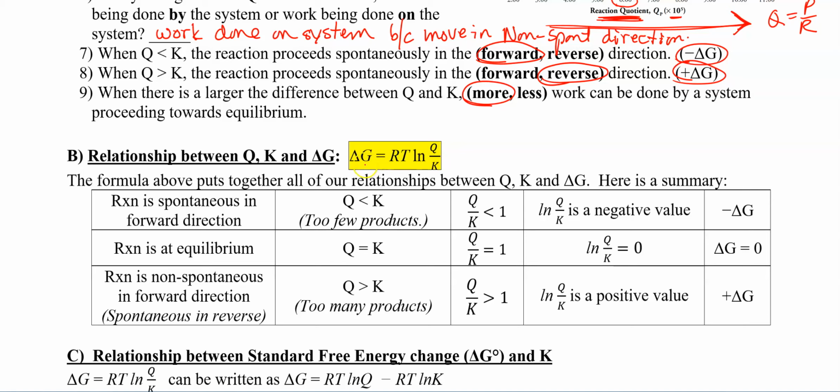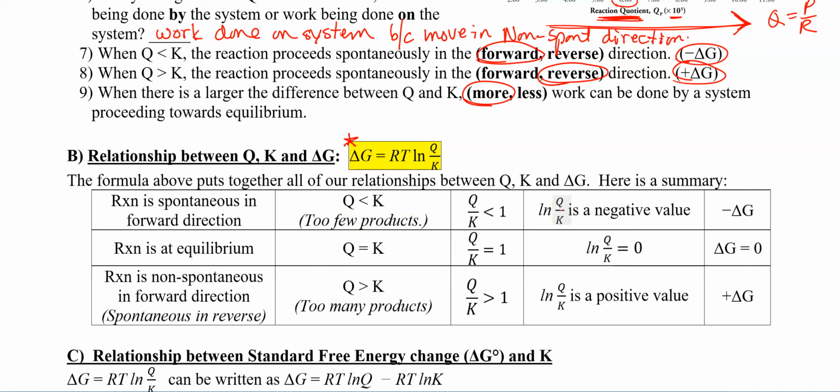So there's a relationship between Q, K, and delta G, and it really comes all together in this formula here. And it kind of puts together all the concepts that we really have already just come up with. So let's see if we can see how this equation fits the concepts we just came up with. So a reaction is spontaneous in the forward direction when you have Q is less than K, right? You have too few products. You need to move in the spontaneous direction, in the forward direction, in order to get more products.